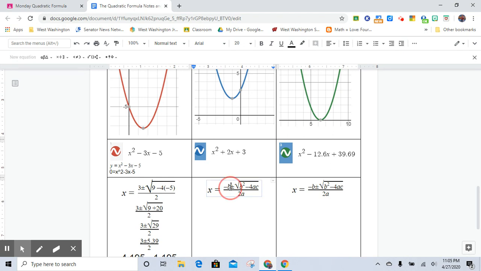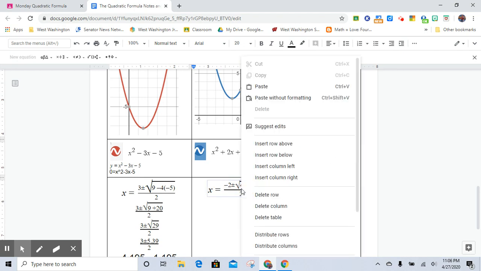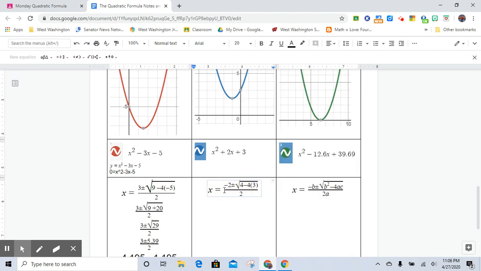So negative b, that means the opposite of +2, which is -2. And then 2 squared is 4, minus 4 times 1 times 3. Oh, I guess I need to put my parentheses in there. Okay. And then all over 2a, and again, a is 1 in this case, so we don't have to do anything with that. All right, so here we see, oh dear, that didn't work.